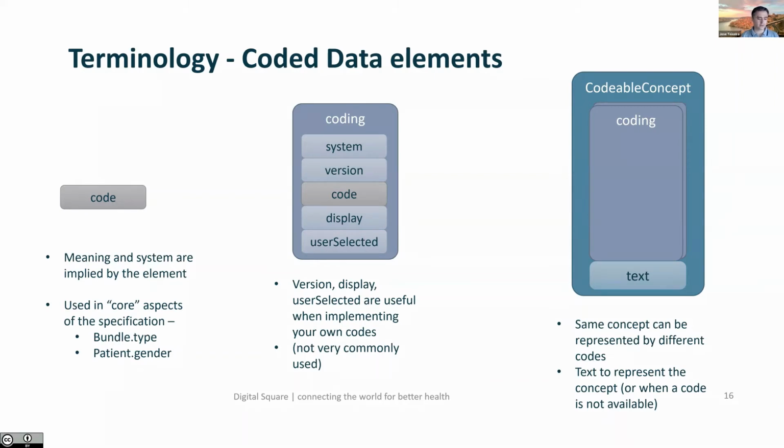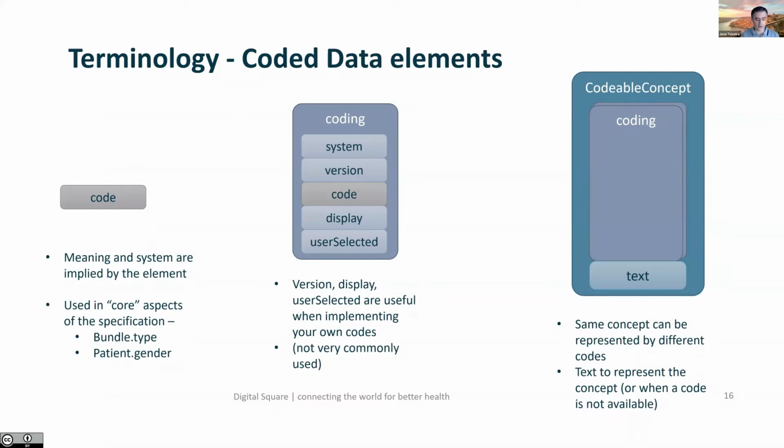And you can add one flag, which is user selected, which says this code was user selected. It was not something that the machine automatically converted. It is richer, but it's not so rich that it deserves to be very commonly used. So the most commonly used is a codable concept, which has several codings and a text.